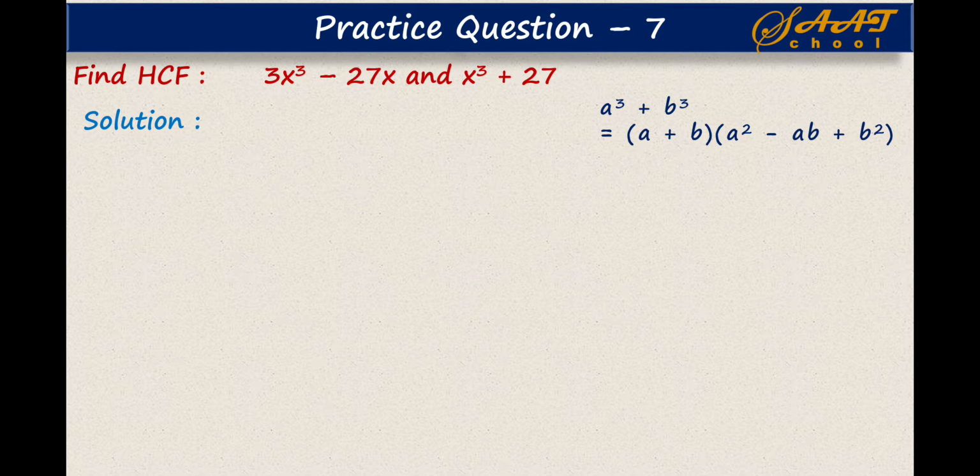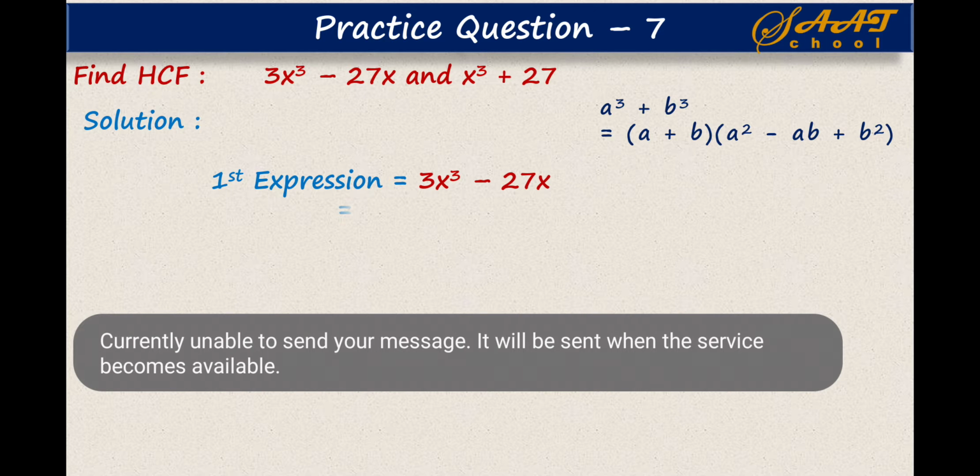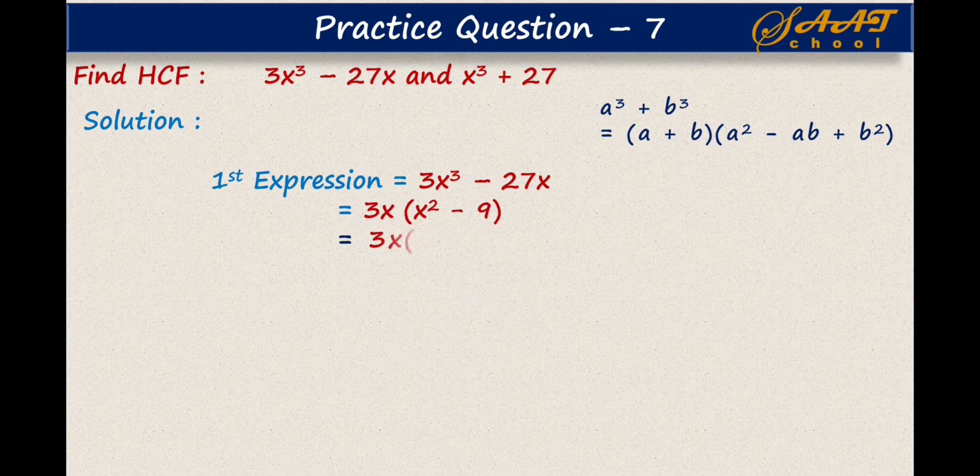Here the first expression is 3x cube minus 27x. The first and second terms have 3x in common. So if 3x is common, then there will be x square minus 9, and x square minus 9 can be written in the form of a square minus b square, which is a plus b, a minus b. In this case, x plus 3 and x minus 3.